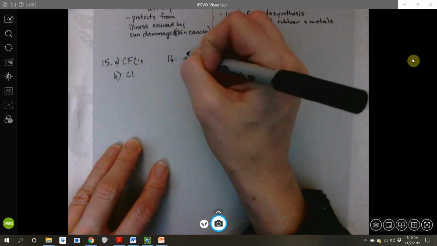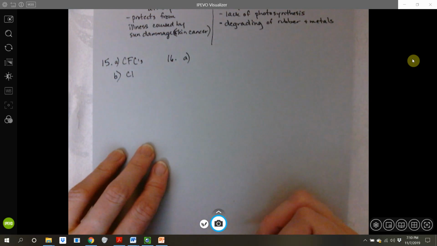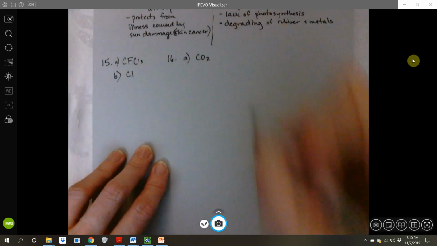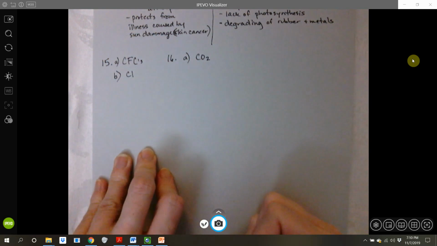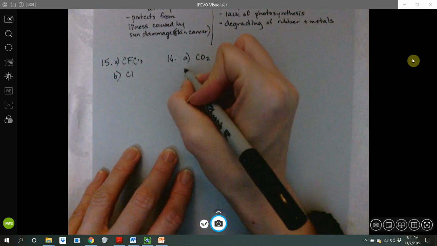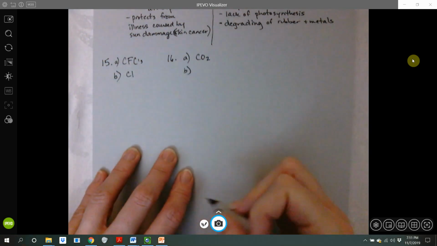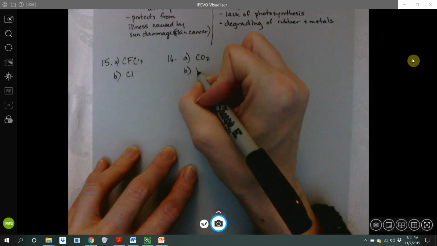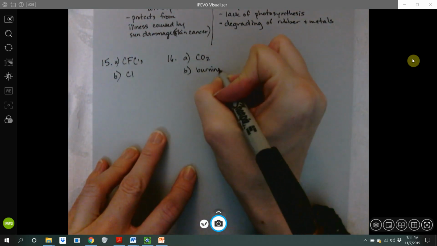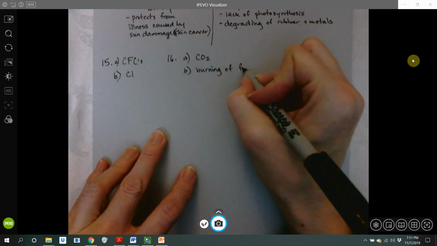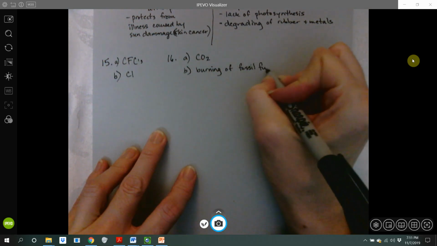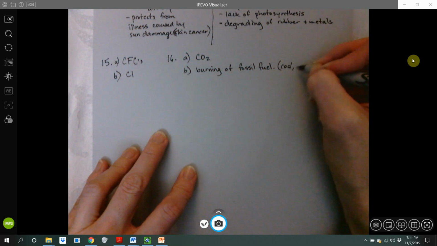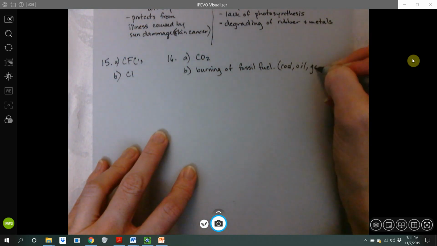16. Name one greenhouse gas. This might be CO2. That's the one that we studied. There are other options, but that's the one that we looked at. What produces this gas? Burning of fossil fuel. Coal, oil, gas.